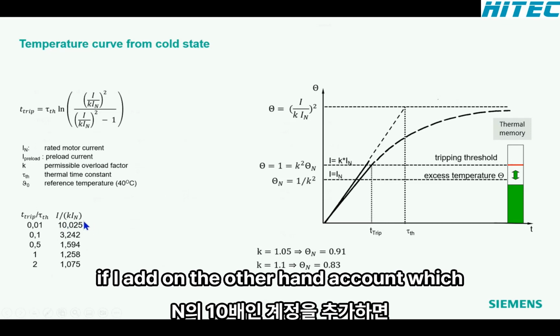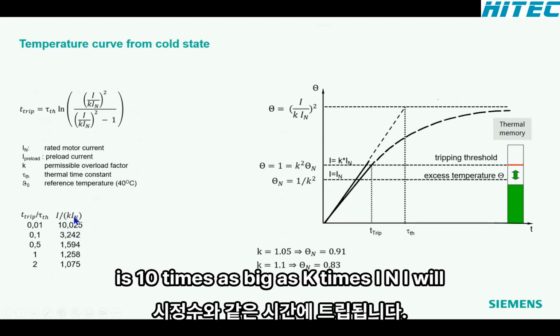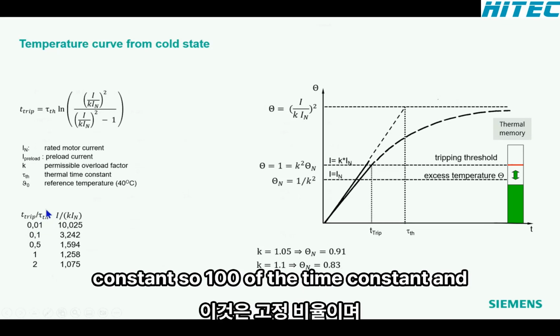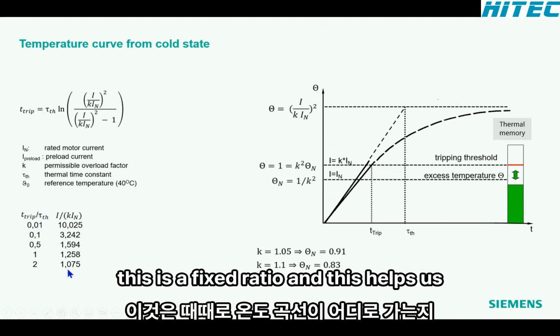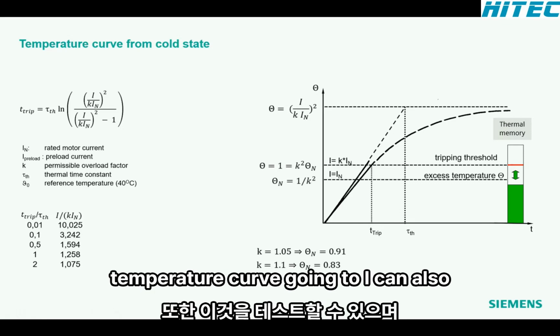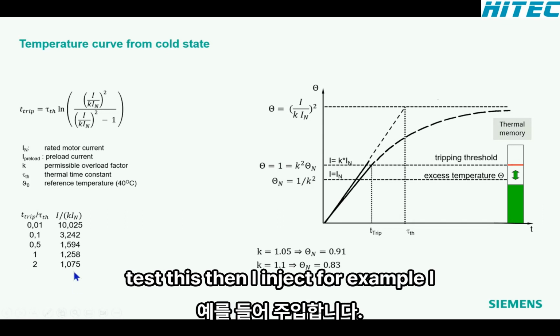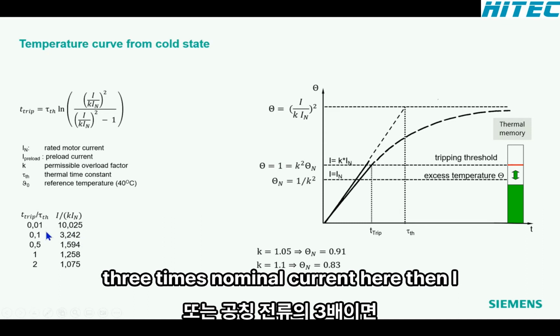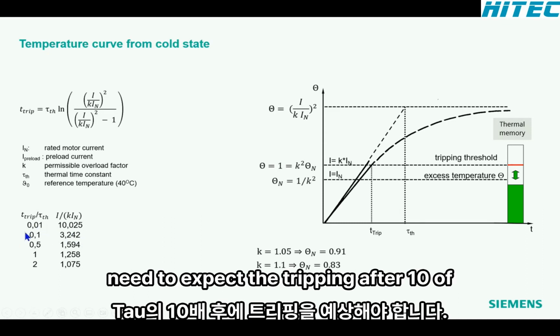If I add, on the other hand, a current which is 10 times as big as k times In, I will trip always in 1% value of the time constant, so 100th of the time constant. And this is a fixed ratio, and this helps us sometimes to understand where the temperature curve is going to. I can also test this. Then I inject, for example, 10 times nominal current or 3 times nominal current here. Then I need to expect the tripping after 10% of tau.